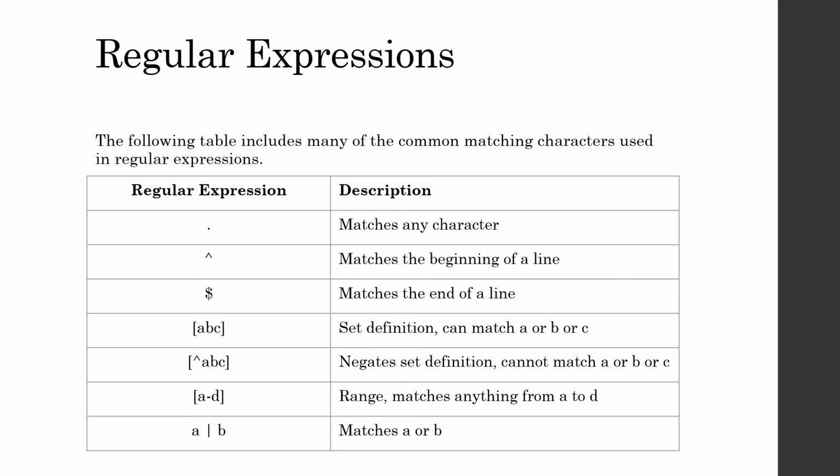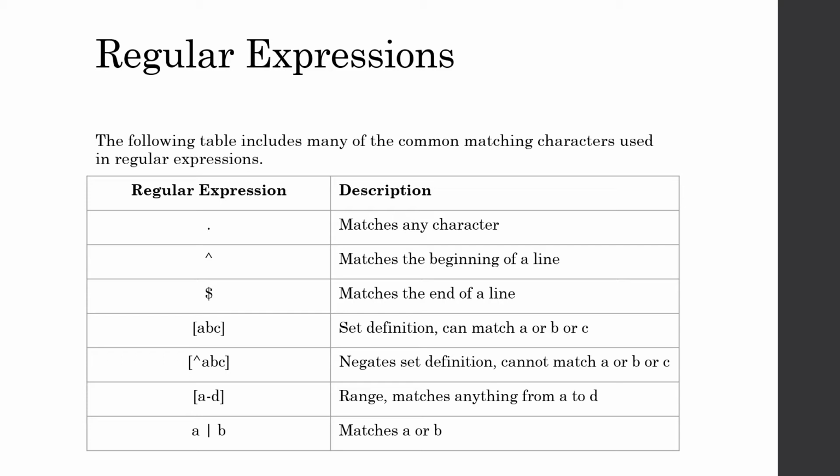Alternatively, if we have a set definition and we put that caret character inside of it, the meaning for that caret will now change to be a negation of your set definition. So in this case, it's going to mean that we only have a match if it is not one of those characters. So this says that we cannot match A or B or C. Alternatively, you could describe this as a match for anything except A or B or C.